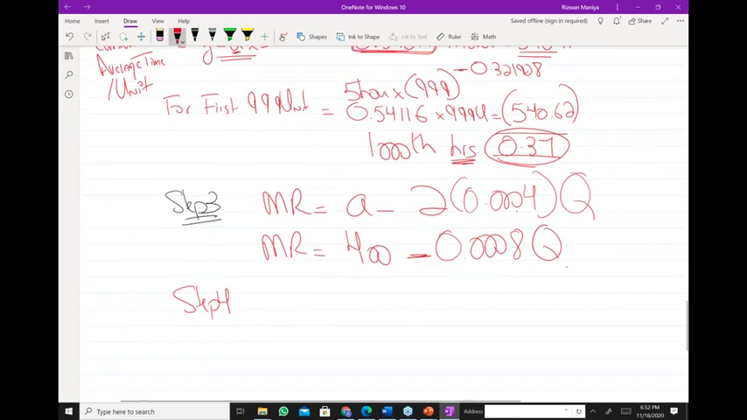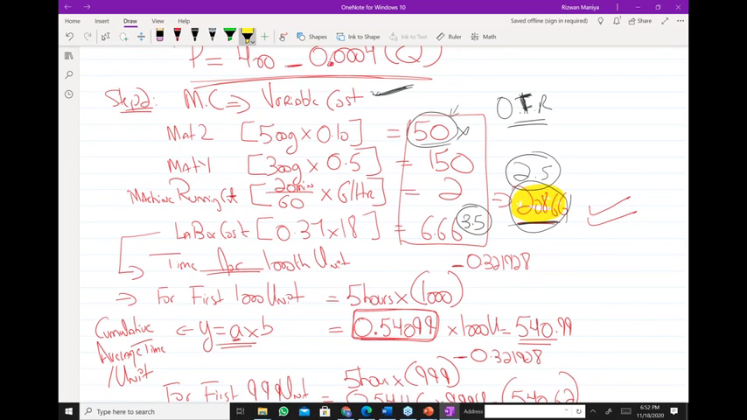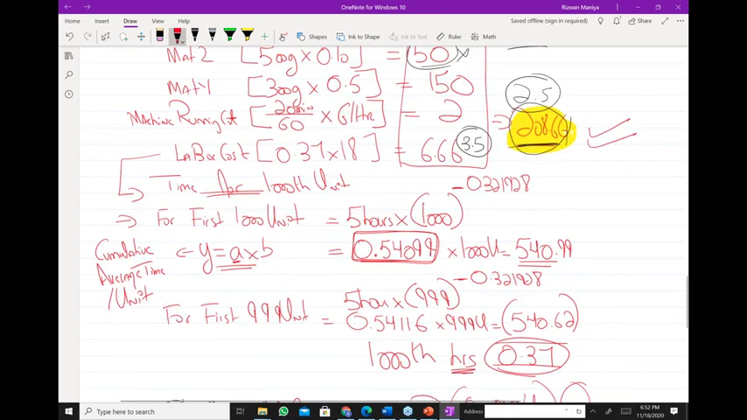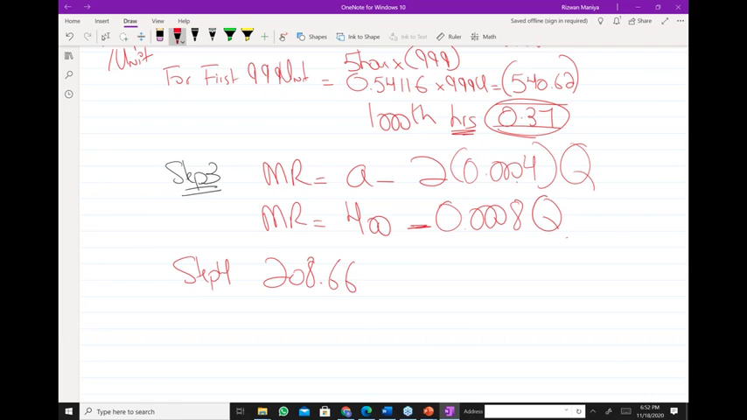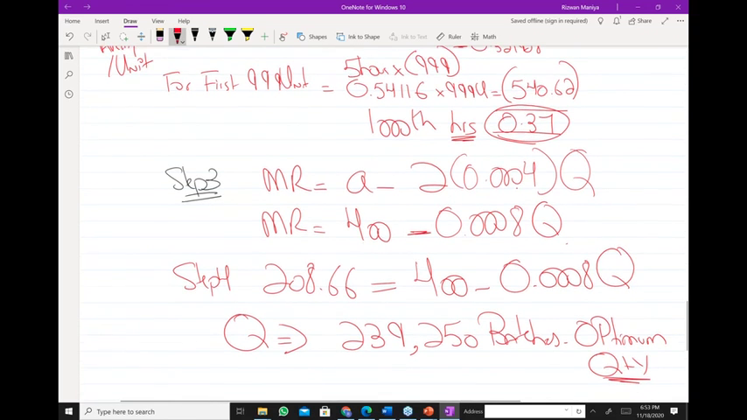So how much is marginal cost? Do we know marginal cost? Yes, it's 208.66, right? So 208.66. We have replaced MR with MC. 400 minus 0.0008Q. So like this, I can work out Q. And what is the value of Q? 239,250. Now this is my optimum quantity, the quantity that will ensure maximization of profit. Okay? Maximization of profit. Everything clear, guys?